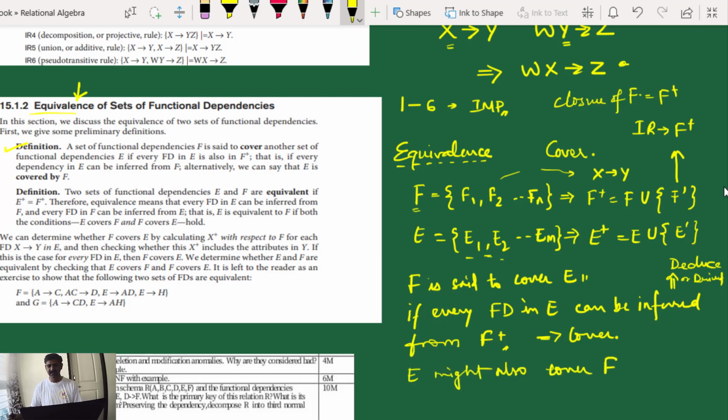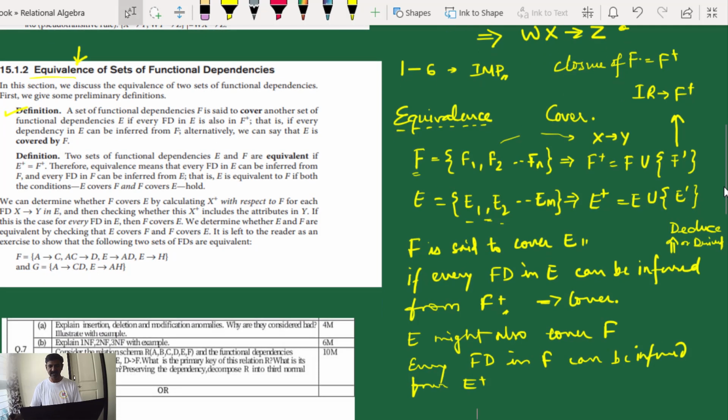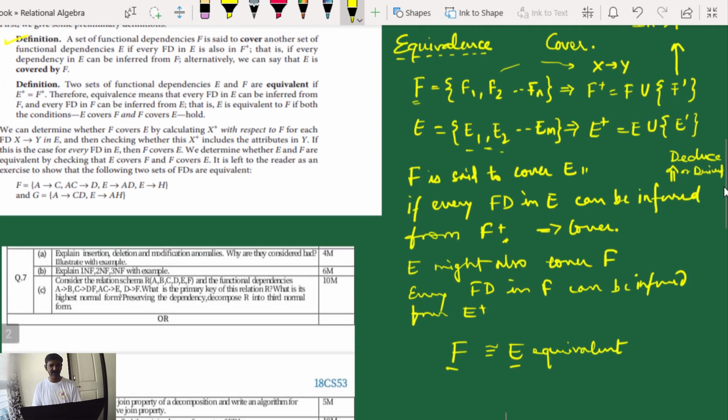It means every FD in F can be inferred from E plus, not F plus, E plus. If this is the case, then we say F and E are equivalent. If every FD in F can be inferred from E and every FD in E can be inferred from F, both ways, then we say these two are equivalent. So let's see an example of this.